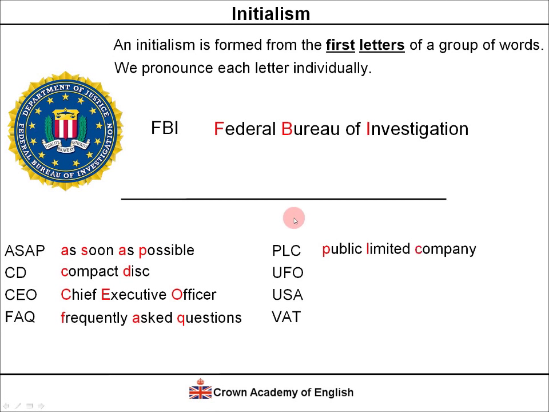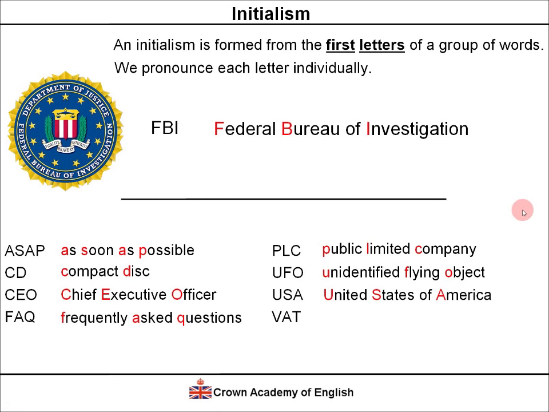PLC is Public Limited Company. This is British English and it describes a type of company that is quoted on the stock exchange. So you can buy and sell shares. UFO is unidentified flying object. So this means an object in the sky and we do not know what it is. USA, I'm sure you all know this. This is the United States of America. VAT, again, this is British English. And it is value added tax. So this is the sales tax in the United Kingdom.